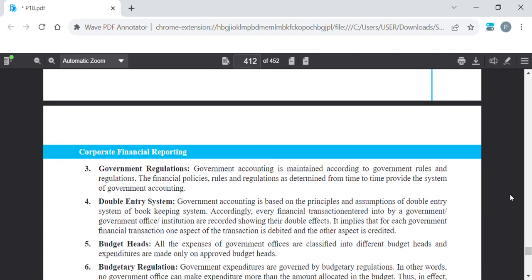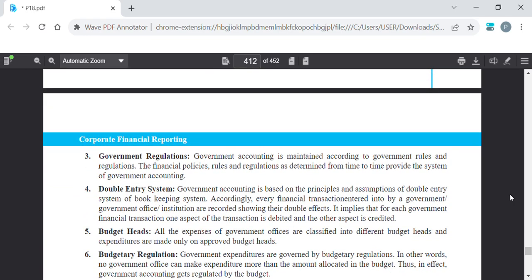Okay. Next you have government regulations. Government accounting is maintained according to government rules and regulations. Financial policies, rules and regulations as determined from time to time provide the systems of government accounting. What do government regulations do? There are rules and regulations given, and these are maintained by government. Financial policies, rules and regulations are determined from time to time.